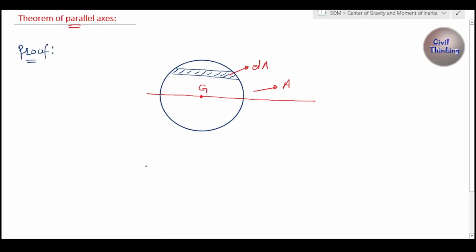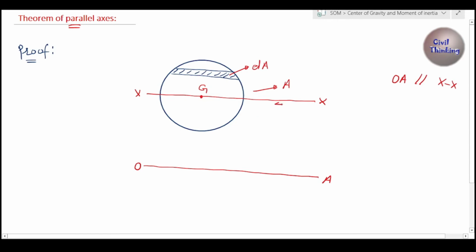Now let me draw an axis. We draw this line, let this be OA, and let this axis passing through the center of gravity be XX. Keep in mind OA is parallel to the x-axis, XX. Now let the distance between them be h, and let the distance of this small area dA from the center of gravity be y.